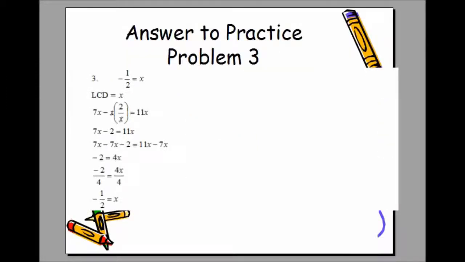Here's the answer to practice problem 3. It's x equals negative 1/2. The LCD is x. We multiply every term in the original equation by x. This gives us 7x minus 2 equals 11x.